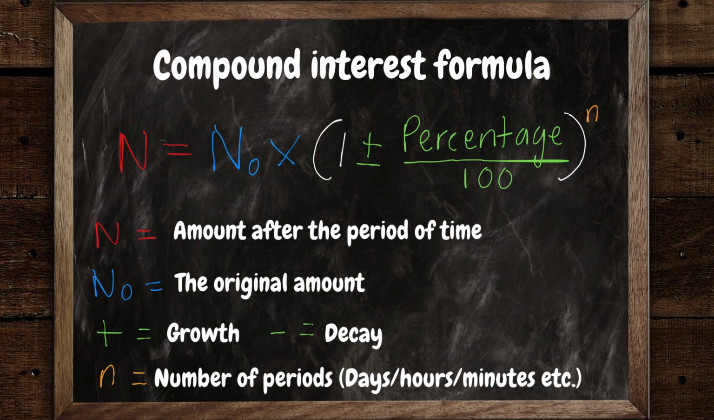Okay? This is the formula to work out compound growth and decay. You can substitute values into this formula to work out how much you will make at the end of a specified time period. So, to work this out, you have your original amount, which is N0, multiplied by 1 plus or minus. So, plus is if it's growth and minus is if it's decay, percentage over 100, and N is the number of periods. So, the amount of time that you have kept this amount of money in the bank. So, it could be days, it could be years, it could be months, for example. Okay?